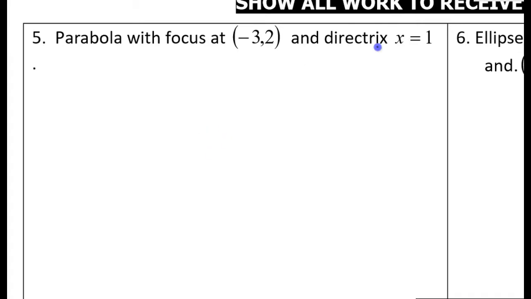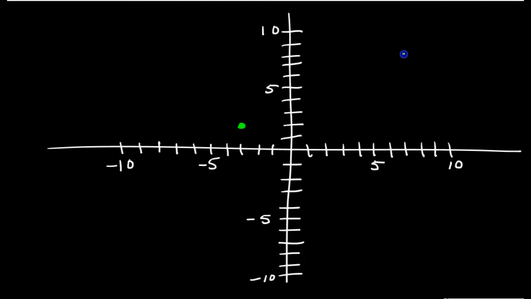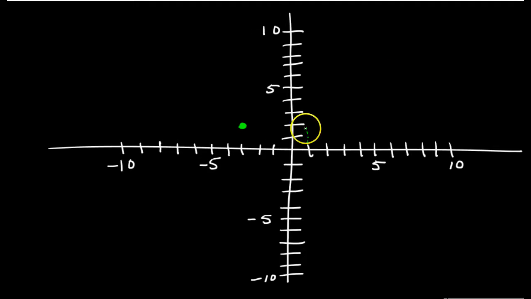Now the directrix is at x equals 1. X equals a number is a vertical line. So we're talking about a vertical line at 1. So this is my directrix. All right, so I have the focus and the directrix. The vertex should be halfway between these two, right in the middle between the focus and the directrix. These are 4 apart, so the vertex should be right here.